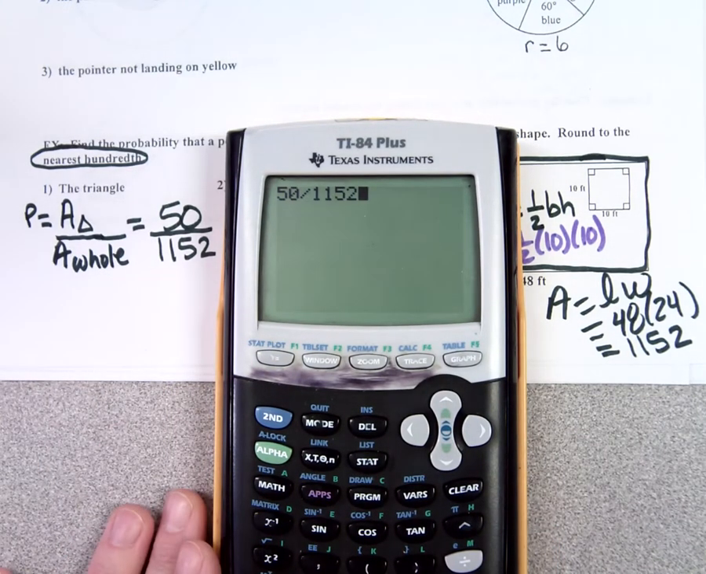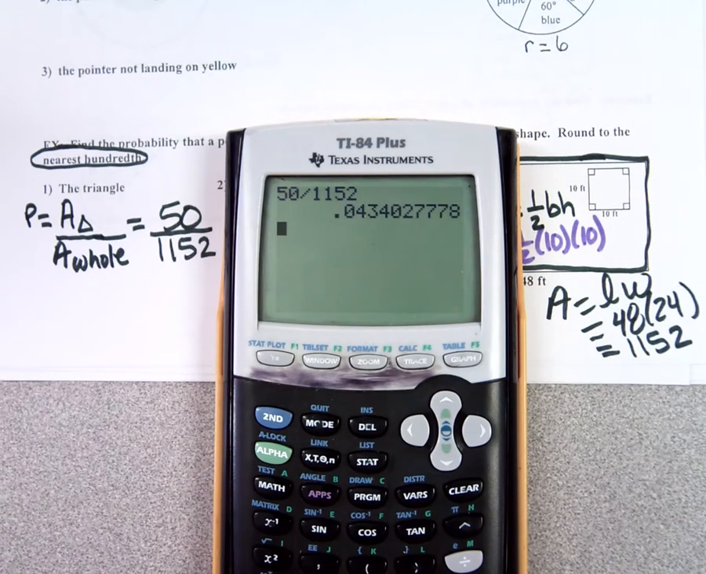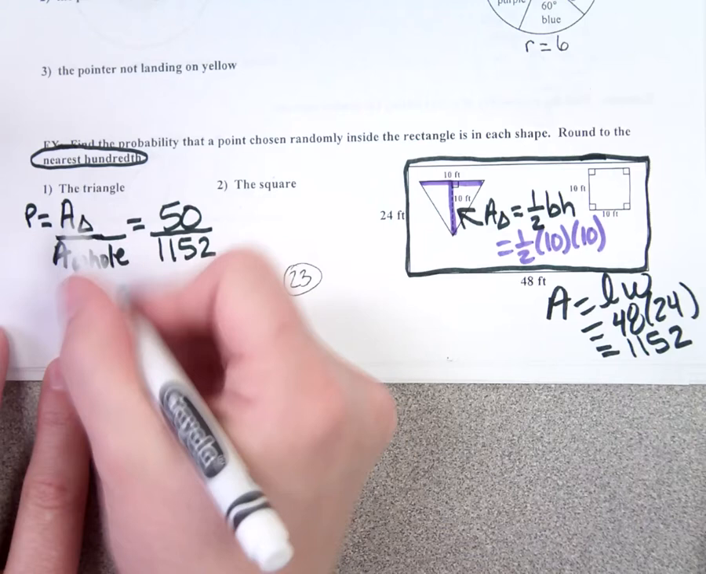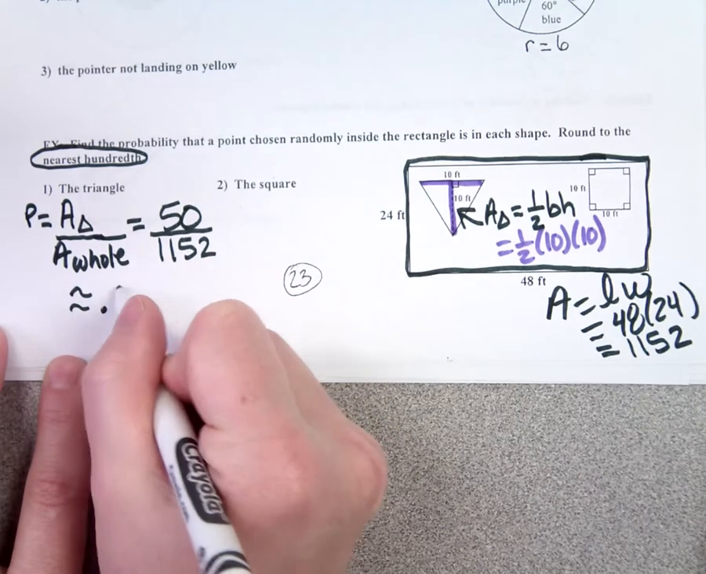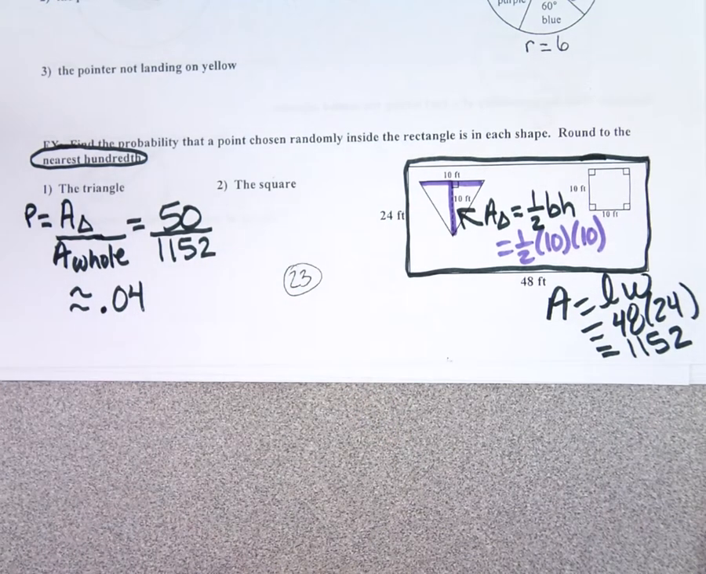Okay. So because this says round to the nearest hundredths, I'm just going to put it in the calculator like that. I don't even care that it reduces, because it does reduce. I'm just going to hit enter and round to the nearest hundredths. And what would you say? 0.04.